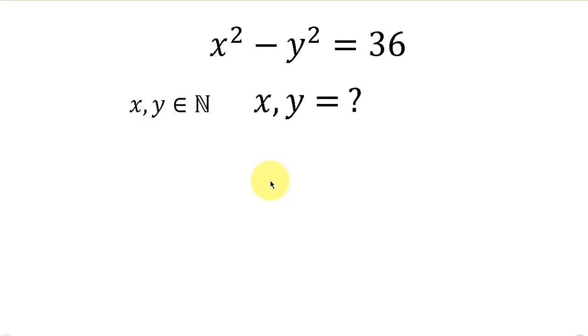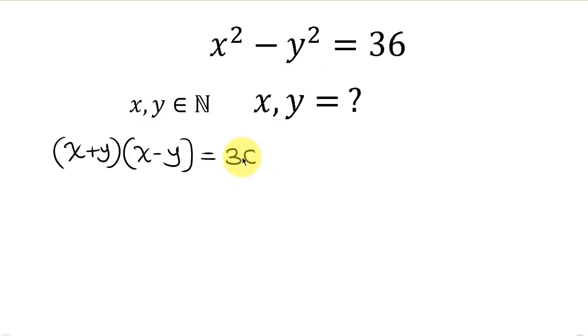What's going on, everybody? Let's solve this math question that says find the values of x and y for which x squared minus y squared is equal to 36. Now, looking at the left-hand side, we see that we have a difference of two squares. A difference of two squares can be expressed as x plus y times x minus y. That is it. And this is equal to 36.